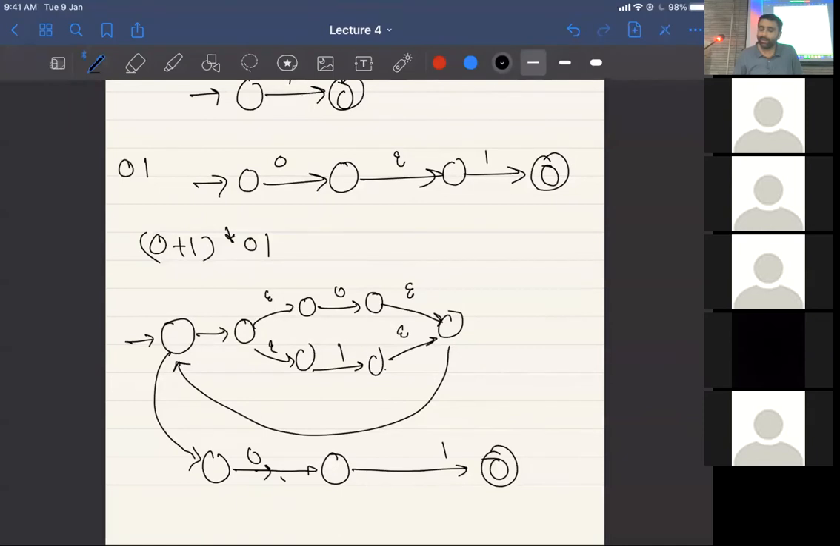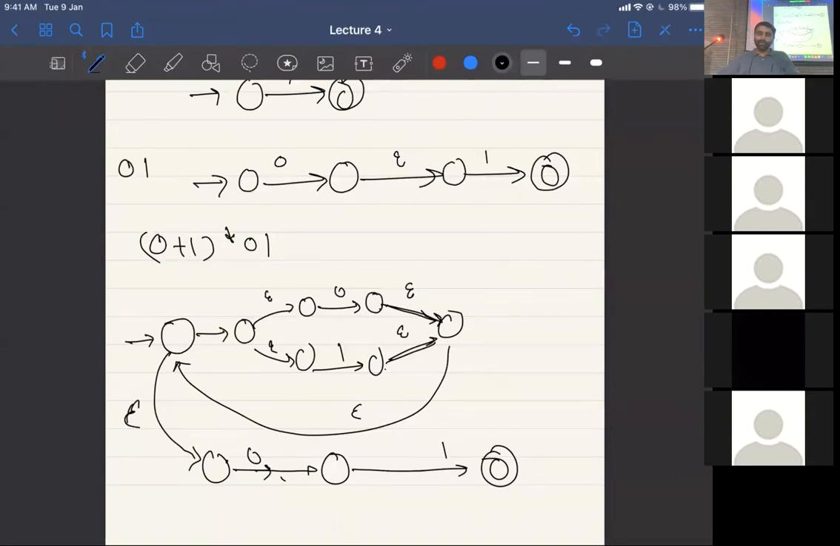Similarly, we do not need this empty transition and this empty transition, because this empty transition takes us to a state which takes an empty transition to go to this state, and this takes an empty transition to come to this state. There are multiple empty transitions, so we could avoid all of them and connect this state directly with this state. So we can do certain simplifications, but there is no straightforward mechanism. All algorithms which simplify are hard algorithms. It's difficult, not straightforward.